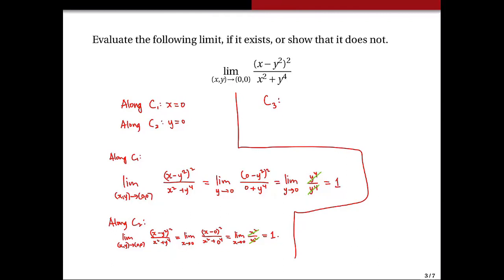What I'm thinking is, one suggestion here says x equals y. So x equals y, that could probably work. So let's try that. So one suggestion was x equals y, say along C3, which is x equals y or y equals x. In this case, let me label this as capital L.